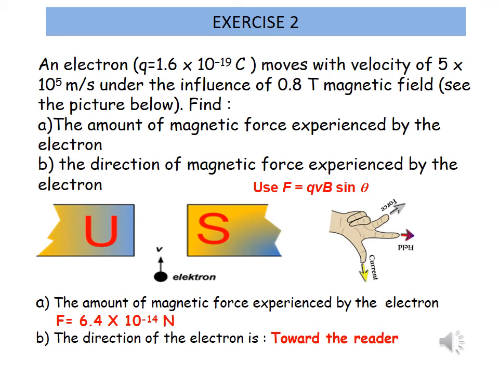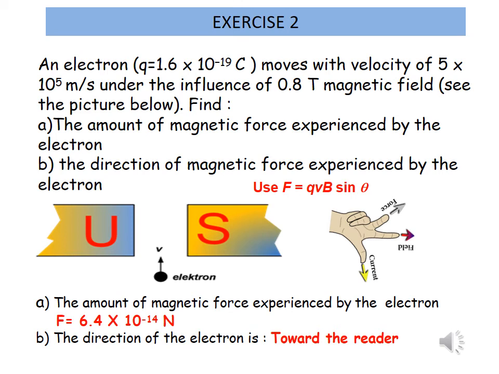To find the amount of the magnetic force, you simply use F equals QVB sine theta. If the direction of the electron and the direction of the magnetic field are 90 degrees, or perpendicular to each other, sine theta is just 1. So the maximum force experienced by this electron is F equals QVB. Putting all those numbers in, F is equal to 6.4 times 10 to the minus 14 Newton.